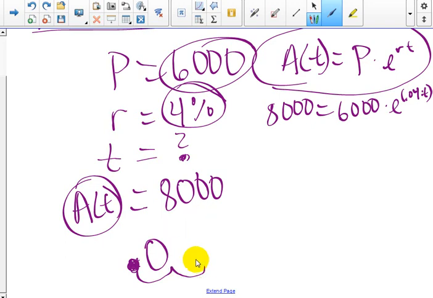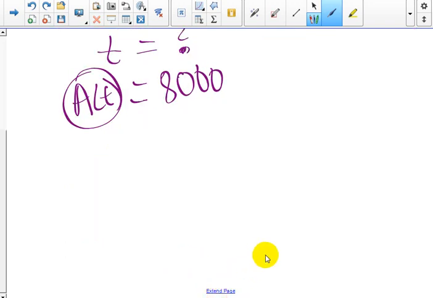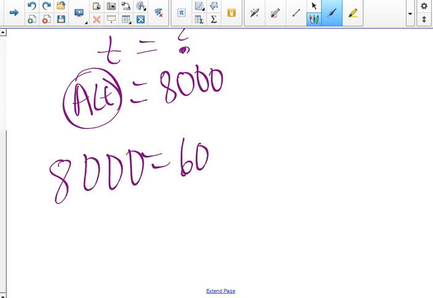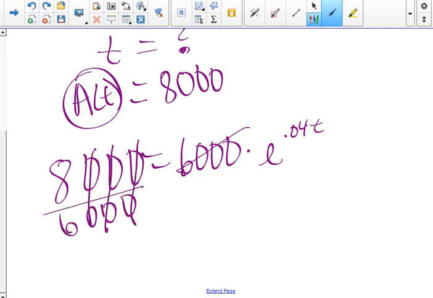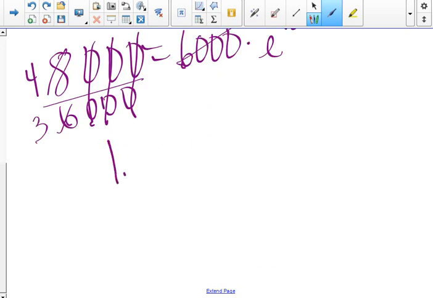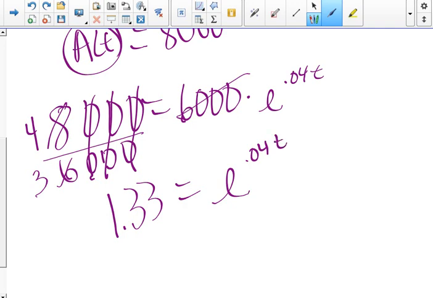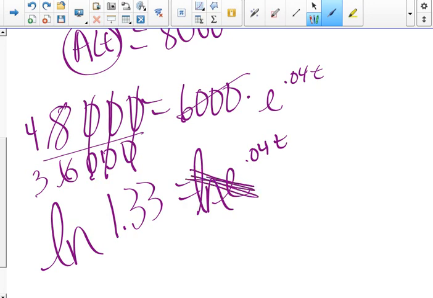All right, so let me blow this up down here. So we've got 8,000 equals 6,000 times e to the 0.04t. So the first thing you want to do is clear this, right? Divide each side by 6,000, and then the zeros cancel out, and then you can simplify this to 4/3. So you can come up with, 4/3 is just 1.33 equals e to the 0.04t. Now, if you were going to solve this the Algebra 2 way, you would do this on each side, which cancels this out. Okay, now pull up your yellow calculator.